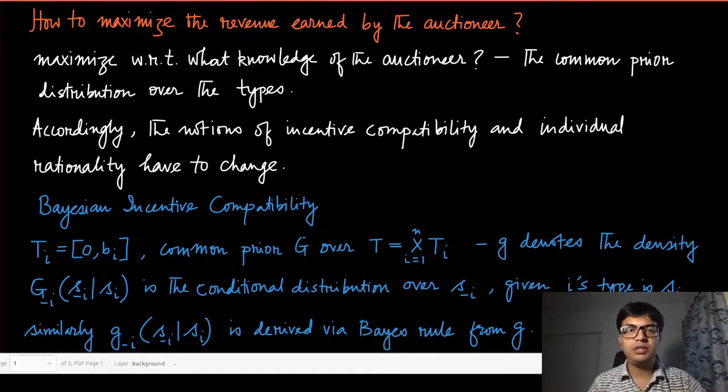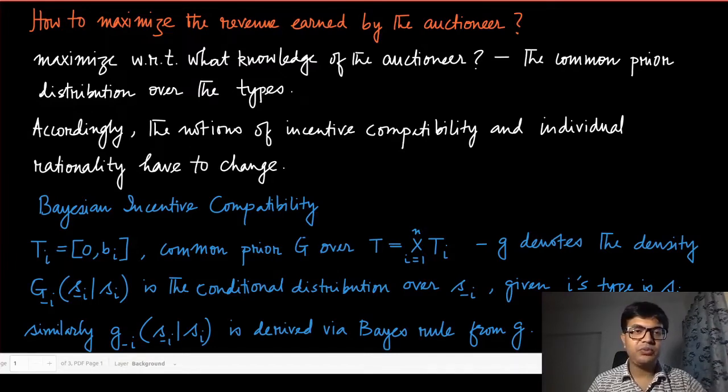And the reason being that when the auctioneer is selling an object, it might also have some information about the valuations of the buyers from their previous interactions. If there is an object which is being sold over time, or similar kinds of objects being sold in an auction over time, then it has some sort of a prior of what the valuation distribution is, and accordingly we can define the expected revenue that you can earn from this mechanism.